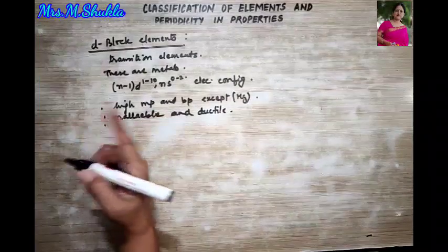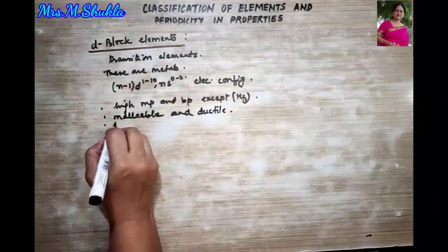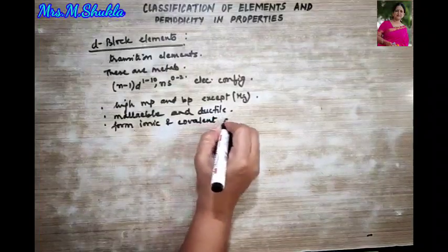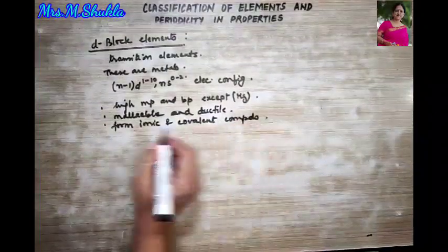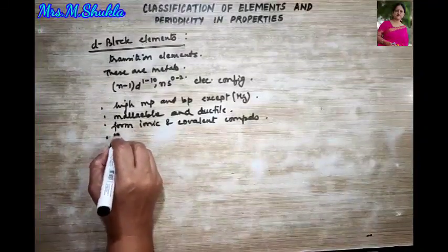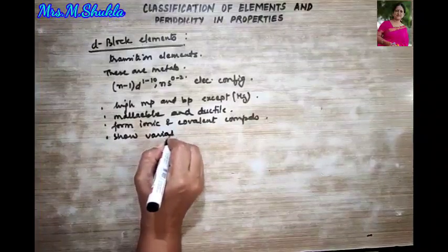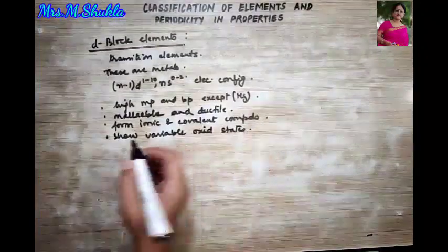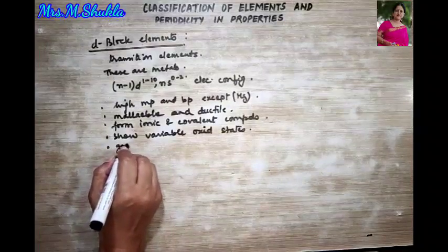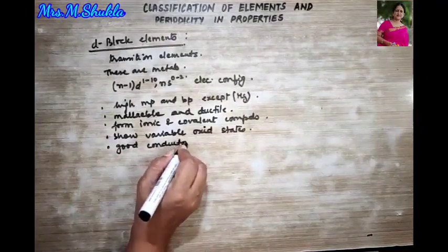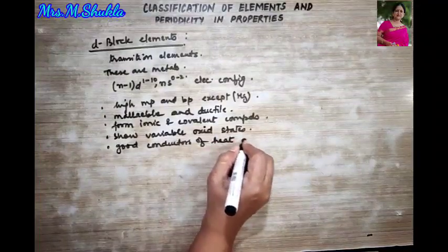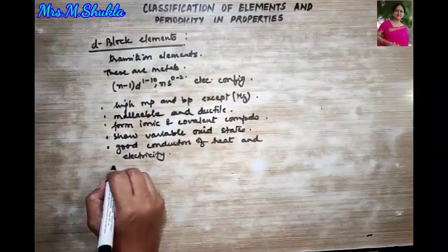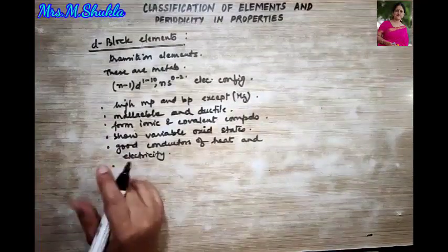Then they form ionic as well as covalent compounds. Clear? They show variable oxidation states also. Then they are good conductors of heat and electricity. Clear? Then they generally form colored compounds.